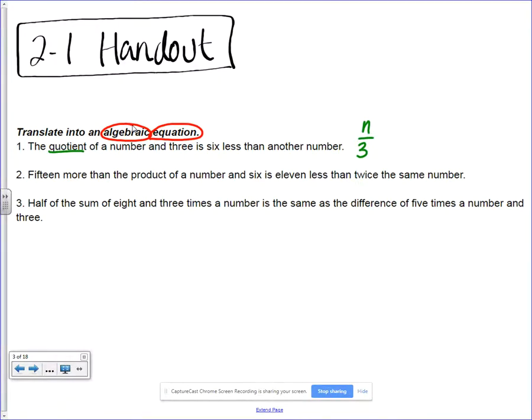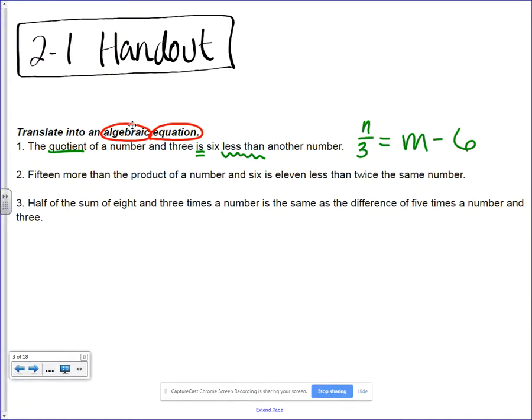Is, now this little is word right here means equals 6 less than another number. So remember, less than is one of those special ones where we have to switch it. So 6 less than another number. Since it's another number, I can't use n again. Let's use m.